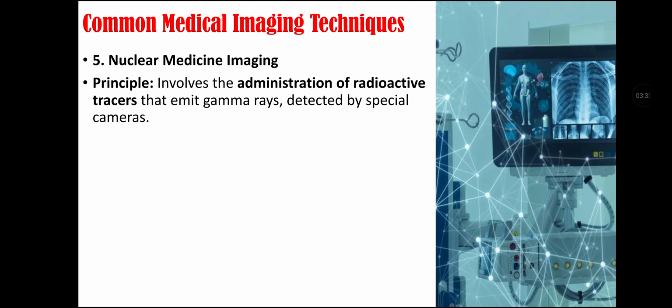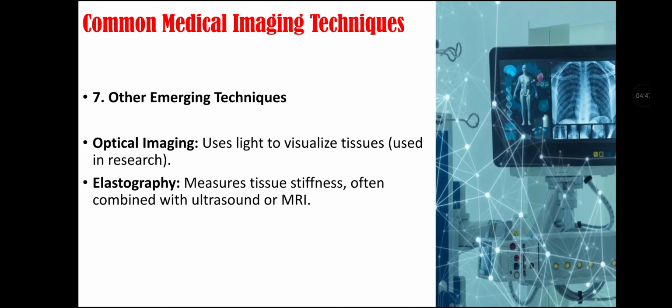Next are other emerging techniques, which include optical imaging that uses light to visualize tissue and is used in research; elastography that measures tissue stiffness and is often combined with ultrasound or MRI; and photoacoustic imaging that combines light and sound waves for high resolution imaging of blood vessels and tumors.